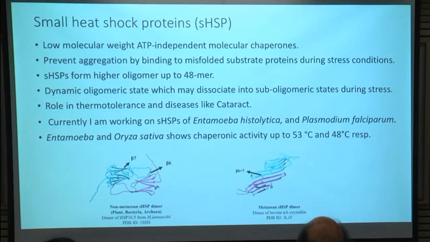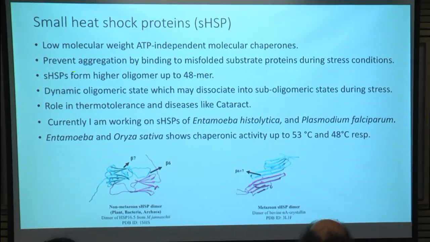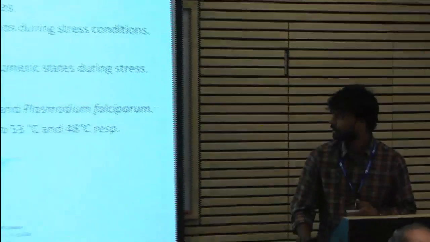Currently I'm working on parasitic protozoans like Entamoeba histolytica and Plasmodium falciparum. Other than this, I'm also working on Oryza sativa. Entamoeba and Oryza sativa show chaperonic activity up to 53 degrees Celsius and 48 degrees Celsius respectively. I checked this chaperonic activity by NDE1. Thank you.